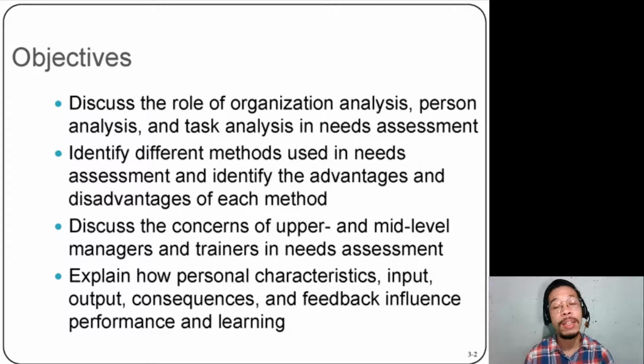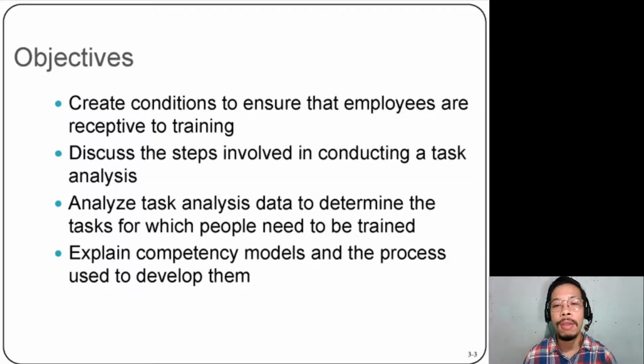Next objective is to explain how personal characteristics, input, output, consequences, and feedback influence performance and learning. This is on the internal aspect of the person, of the trainees. So these are referring to the internal traits of your future trainees. And we'll be talking about how these factors influence the success of the needs assessment and, of course, the training itself.